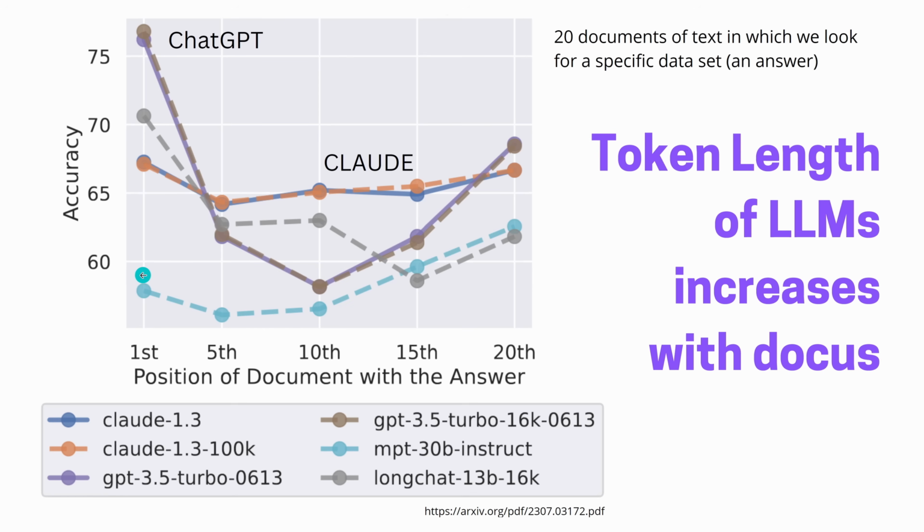Interestingly here, now let's look at a very small model, our MPT 30B model, the instruct model. Again, we start here with the solution in the first document. The model performance decreases, we go down. But now we are not at the middle of the document, but already in the first quarter, reaching the minimum performance of the system. And then it goes up, and look, it goes even higher than the original starting point where the solution was in the first document.